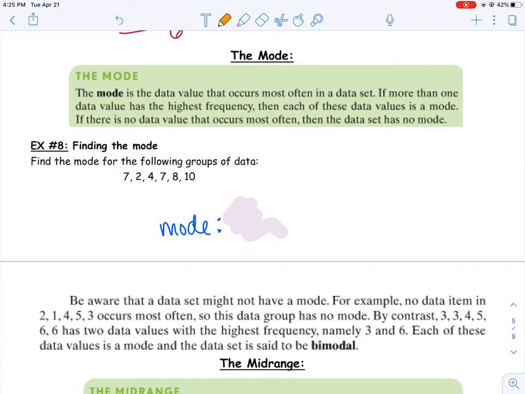So if you look at example number 8, if I give you a set of data, could you pick out the mode? So we should be able to find mean, median, and mode if I give you a set of data. Looking at this set of data, what number happens the most? Well, to me, it looks like the mode here would be 7 because it happens twice more than the other number, right? Easy enough?